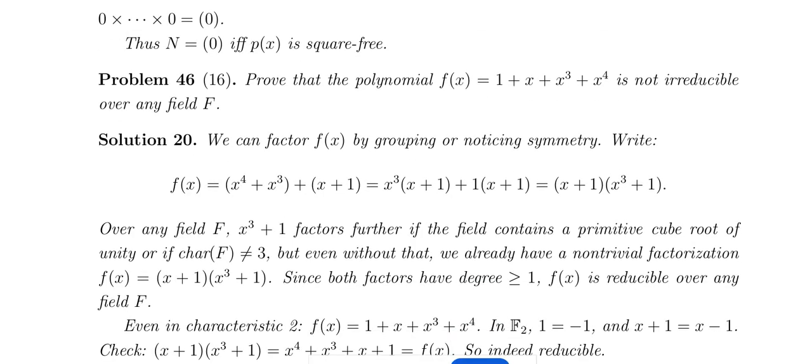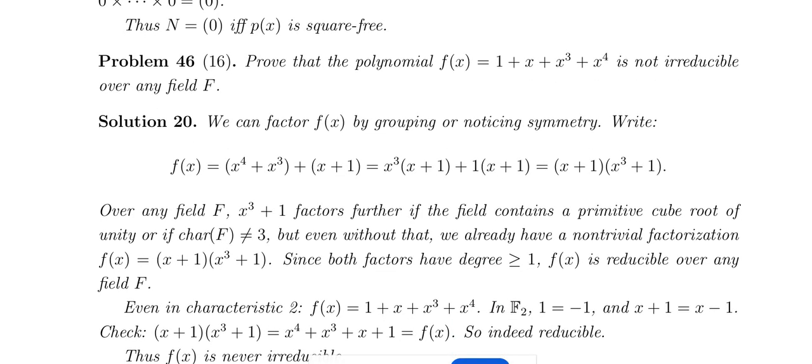And another one, this is a very important one. The polynomial of the form f of x equals 1 plus x cube plus x power 4 is not irreducible over any field F. That means f of x, by grouping, is f of x equals x power 4 plus x cube plus x plus 1.